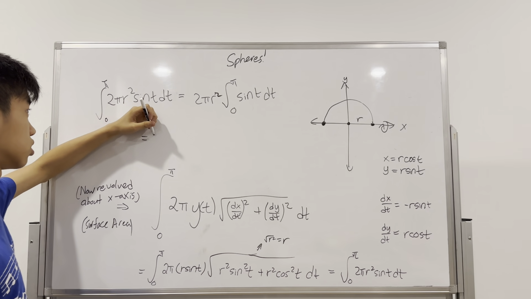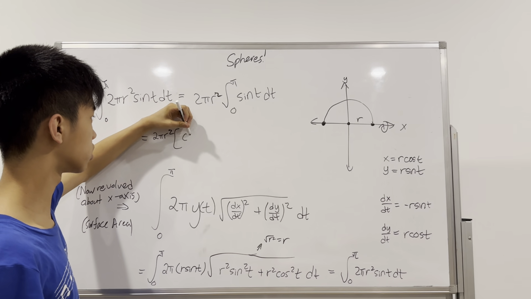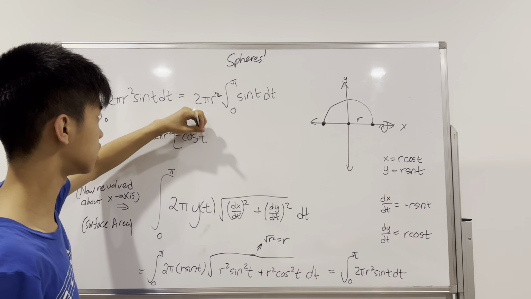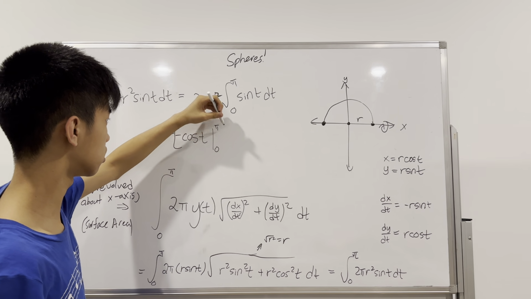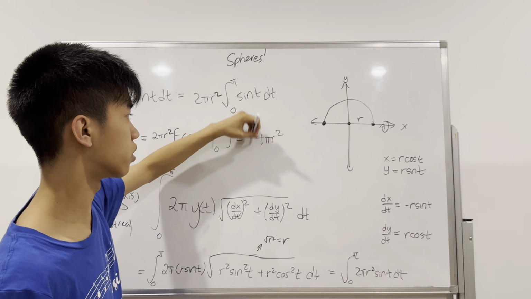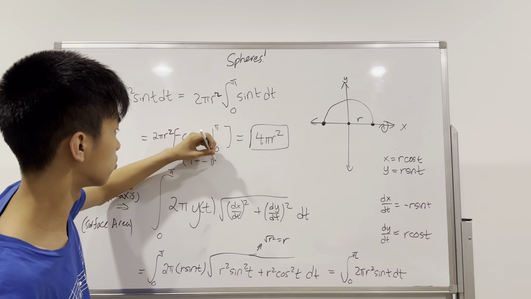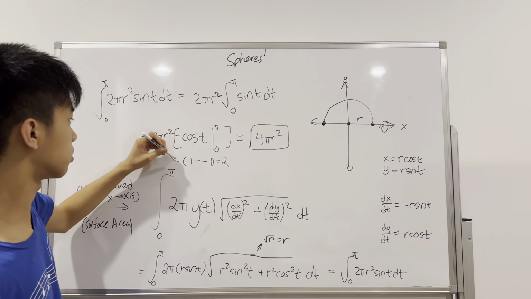That's equal to 2 pi r squared times negative cosine t, evaluated from pi to 0. And that's how we get 4 pi r squared, because this is equal to 1 minus negative 1, which is 2, times this.